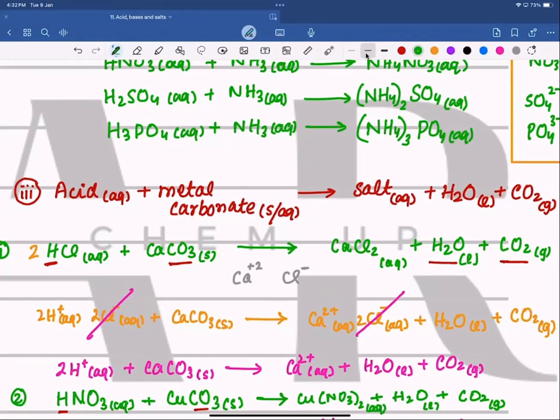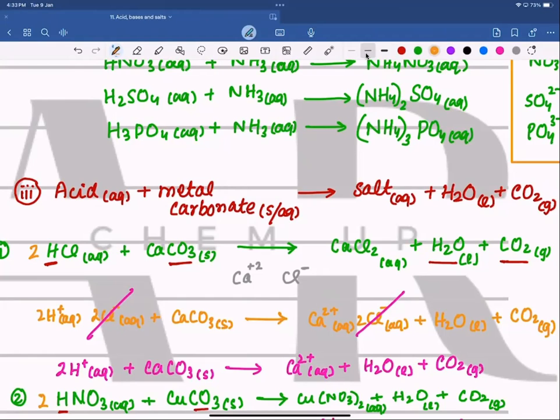Now, if we go for balancing, as there are 2 nitrate ions and 2 hydrogens, we need to put a 2 over here and the whole equation becomes balanced. Is this clear? Yes, Laiba?